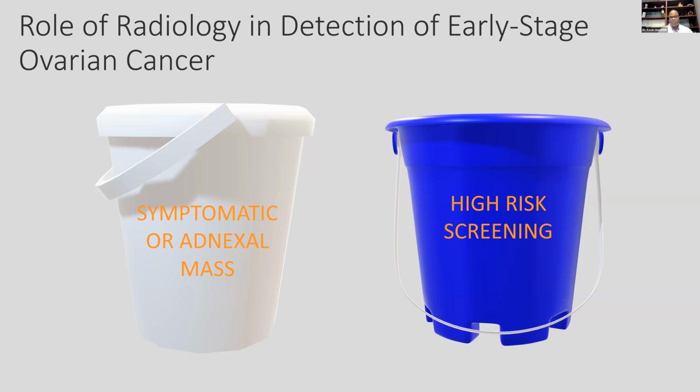As you all know, there's no routine recommendation for screening the general population for ovarian cancer because of the limitations of the screening modalities. But there is a role of screening for high-risk individuals. So these are women with genetic predispositions or higher risks of cancer.